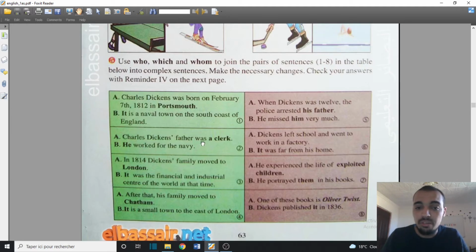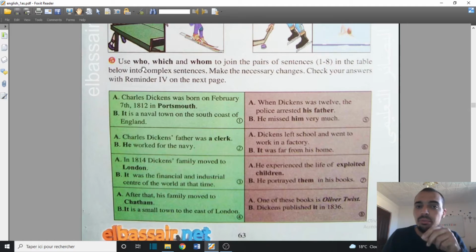Charles Dickens' father was a clerk. A clerk is somebody who pulls the merchandise on the port. So Charles Dickens' father was a clerk. But in the second sentence, our relative sentence: he worked for the Navy. You see, the whole second sentence is more explanation about a clerk. So if I would like to link them or put them together, I will use one of these words or relative pronouns. Now we'll explain the different uses of these pronouns.